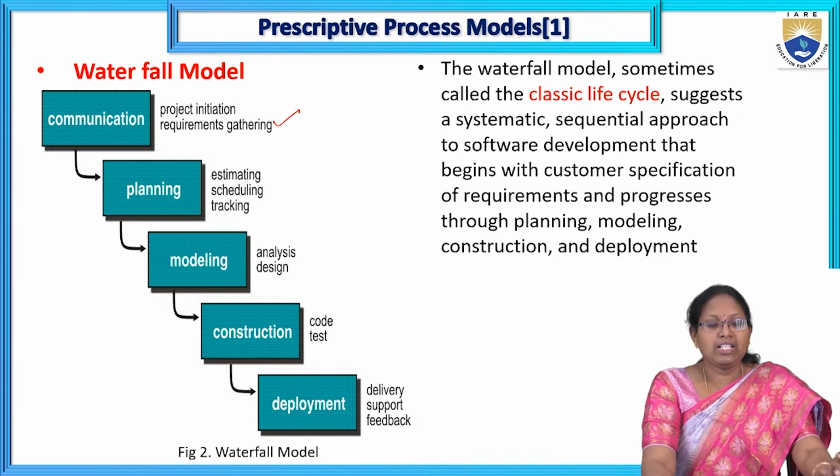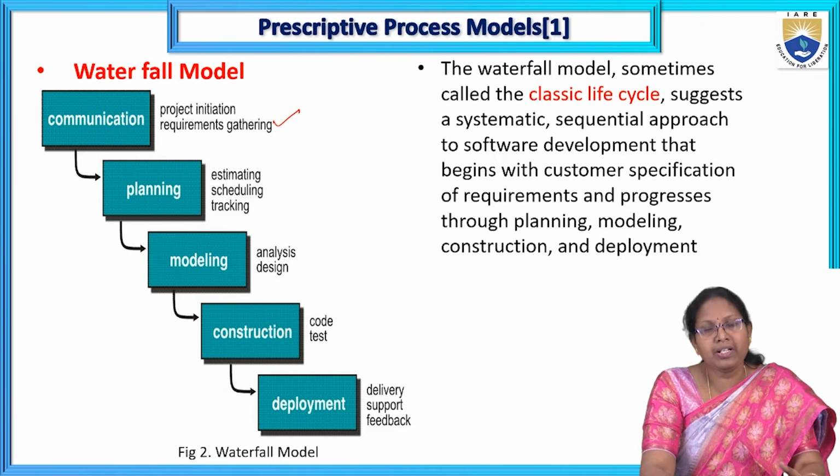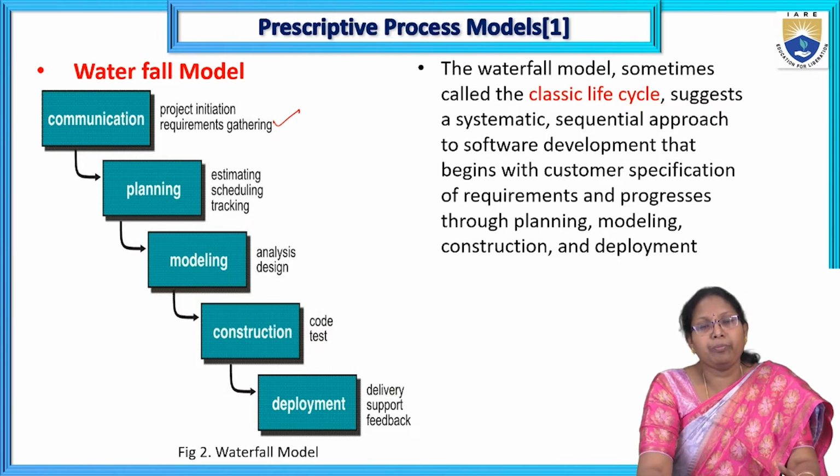Next is construction, which is code generation. Once the models are over, only then do we start the complete construction. That means implementation and development happen in the construction phase. Once the complete construction, the implementation or writing of the program, is over, only then do we go for deployment.